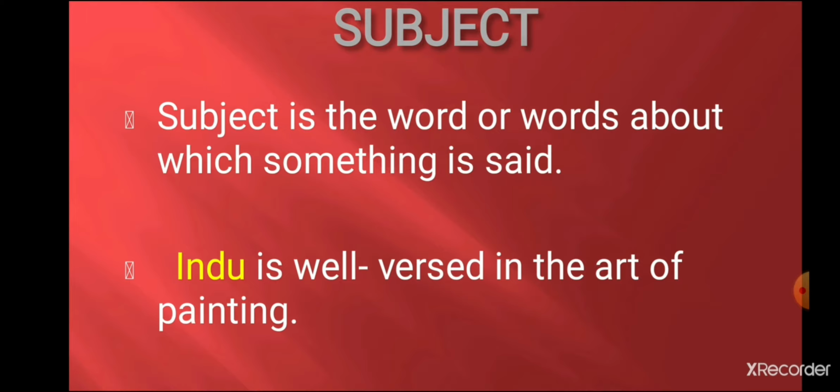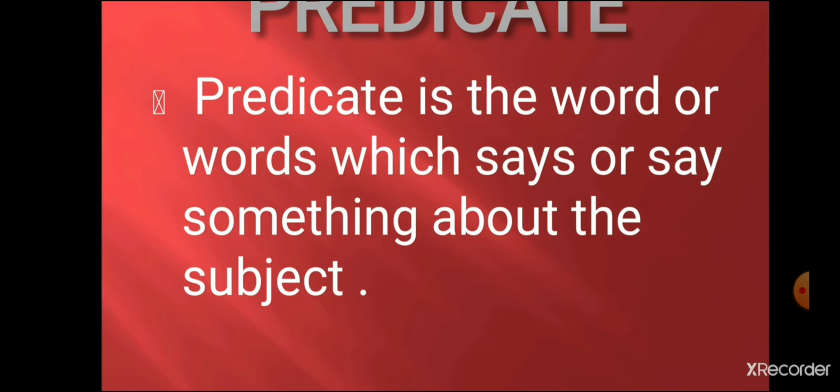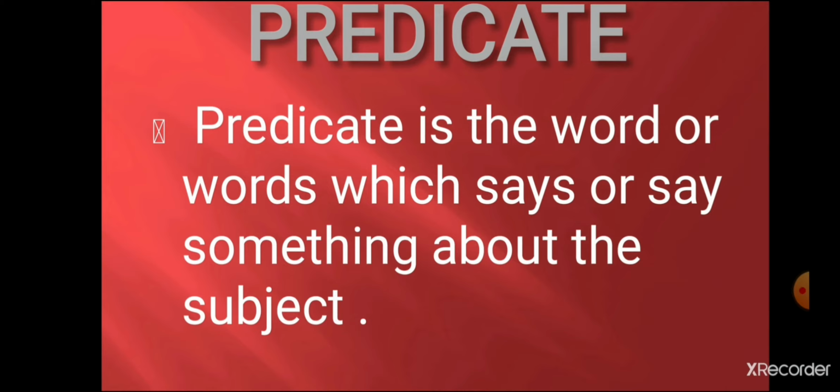Here students, the subject is the word, or words, about which something is said. For example, "Indu is well versed in the art of painting." Here the word Indu is the subject, and next is the predicate. What is a predicate? Predicate is the word or words which say something about the subject.